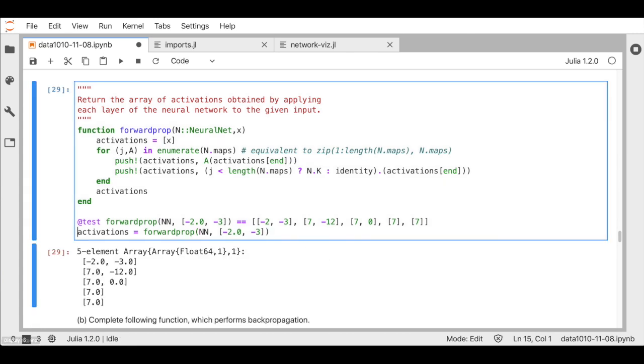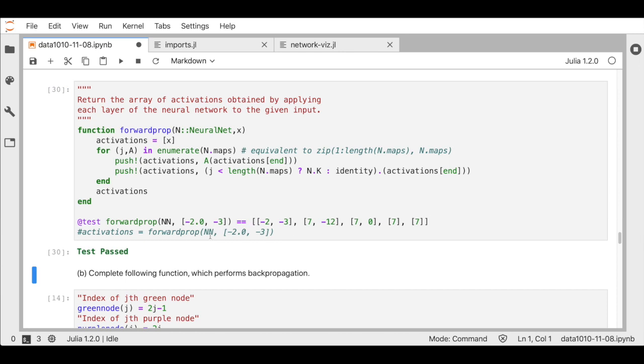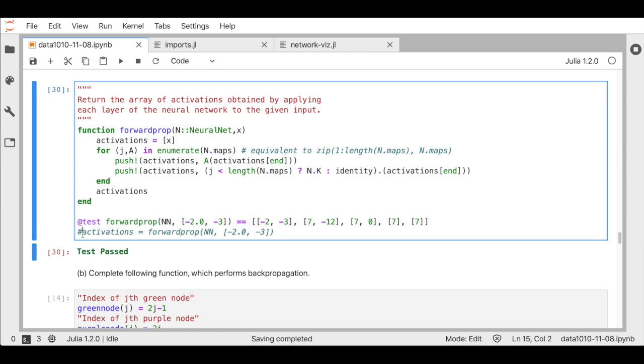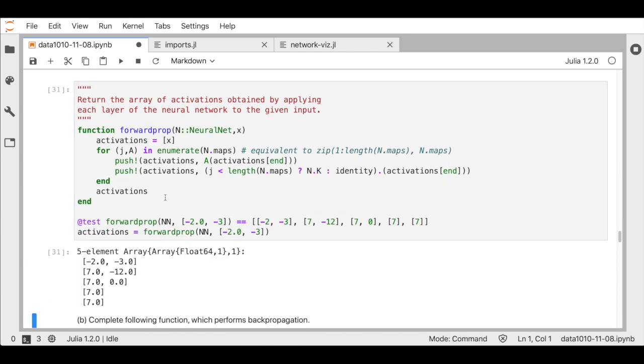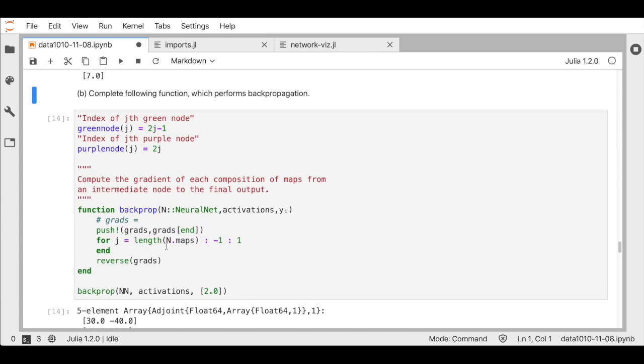And it looks good. If we wanted to see the result of that test, we'd leave that on the last line. It'll say test passed. So at least for this little example, our forward propagation function did the right thing. Now we want to compute actual derivatives.